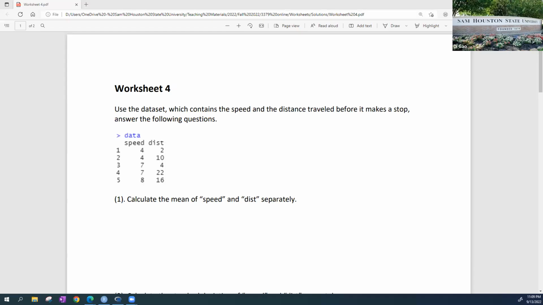Hello everyone. Let's now look at chapter 4's practice problems together. We're going to use the following data set, which contains the speed and the distance traveled before it makes a stop. And we want to answer the following questions.